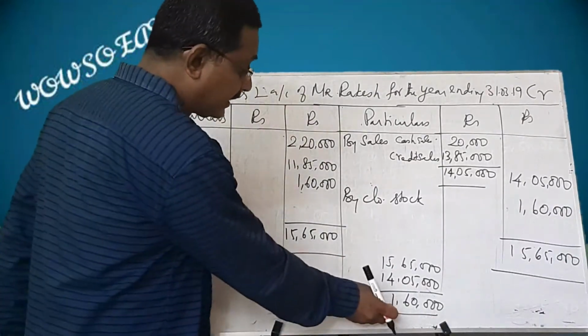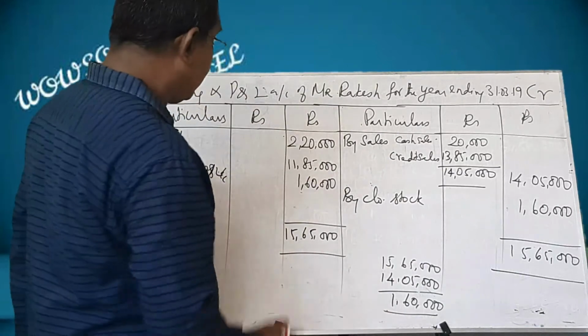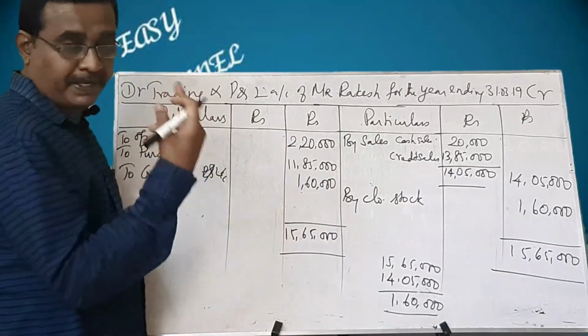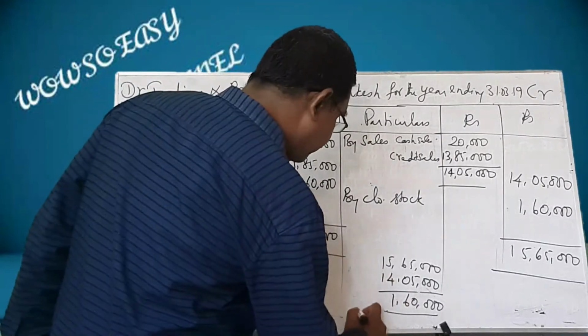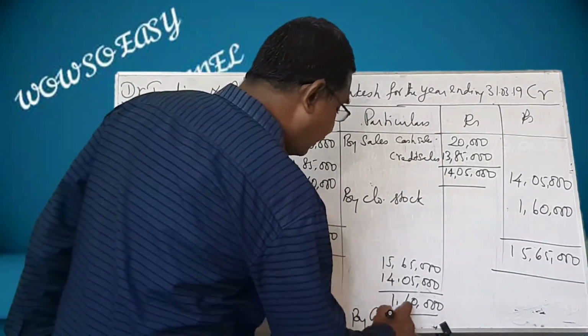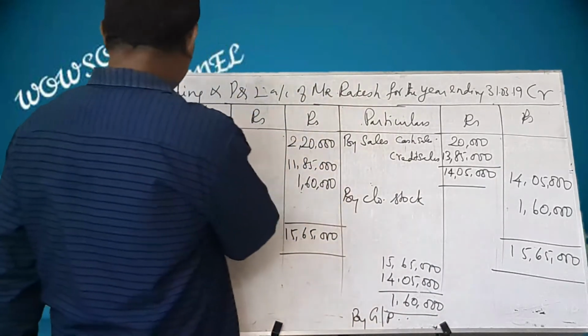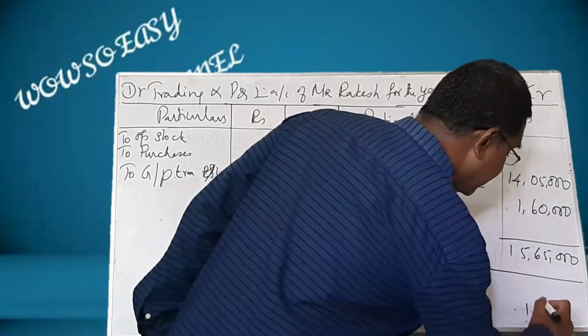I do not find space here. That's why I have written this thing here. This must be taken to the P&L credit side. How? By gross profit transferred from trading account, 1,60,000.